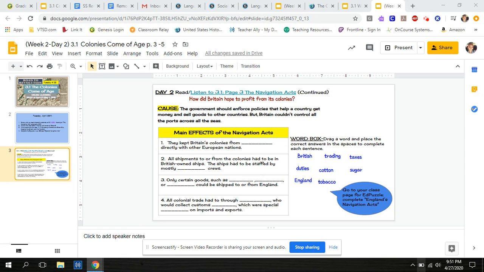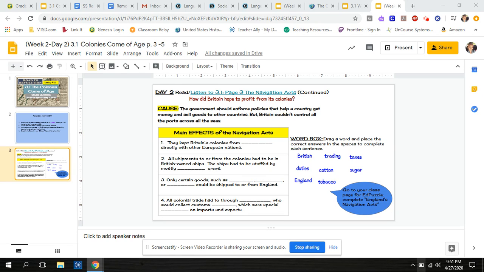Number 4, all colonial trade had to go through this, who would collect customs, blank, and which were special blank on imports and exports. So all colonial trade had to go through this. We know it had to go through a country. So what country do we have left? That would be England. So all colonial trade had to go through England. England would collect customs duties, and these were special taxes on imports and exports.